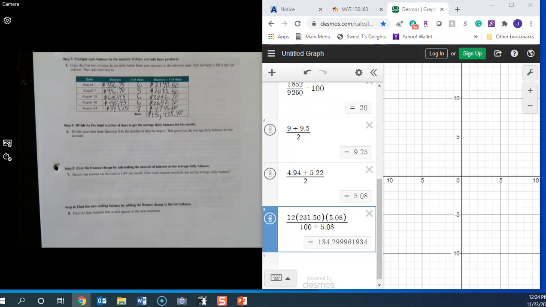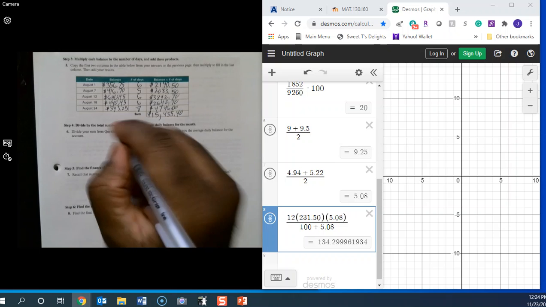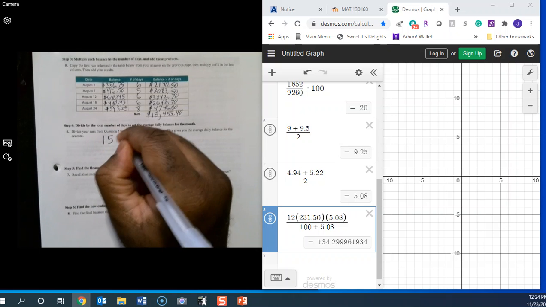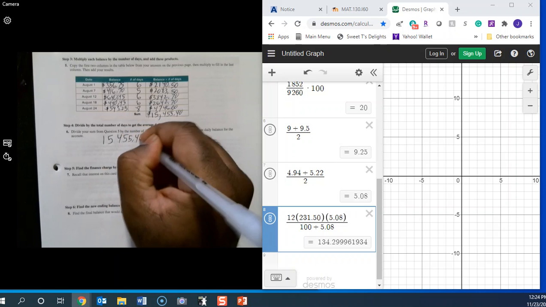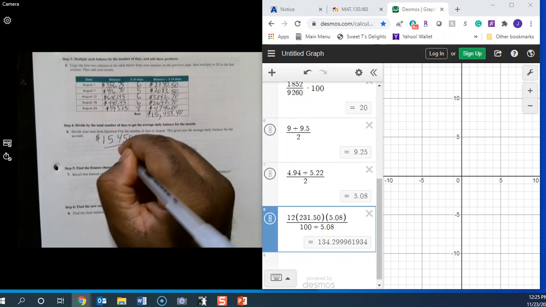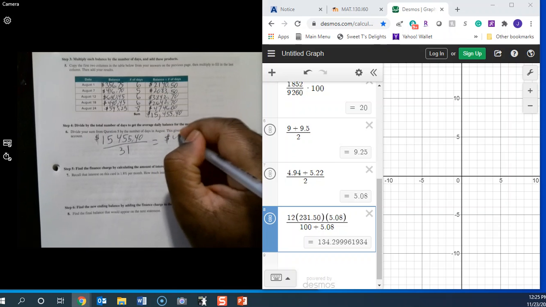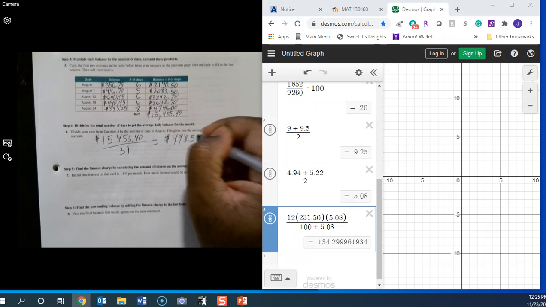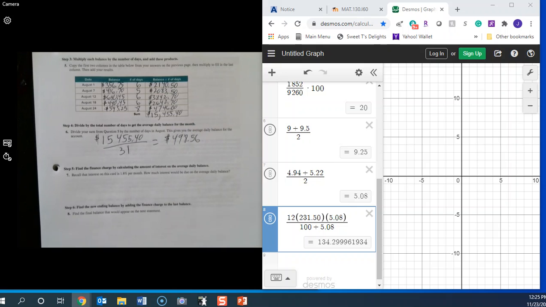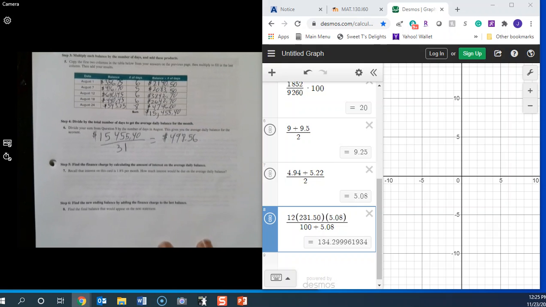Now, step 4. It says divide by the total number of days to get the average daily balance for the month. So we have $15,455.40, and we're divided by 31 days because there's 31 days in August. And that will give us $498.56. You can put that in your calculator.